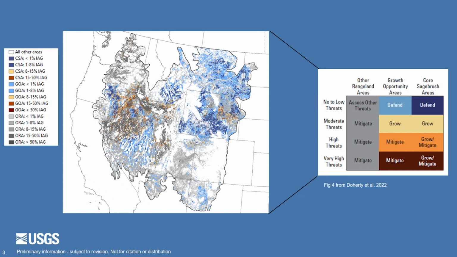To help translate these defend and grow type actions to a spatial footprint, they've got this nice little table over there where defend is related to core and growth opportunity areas that have a low level of threat, and then grow is where there's a moderate threat. And then as you move out towards the other rangeland areas and the higher levels of threat, you start getting into mitigate type actions, where instead of trying to invest a lot in intense restoration, you're just trying to mitigate the impacts of the invasion on those core areas.